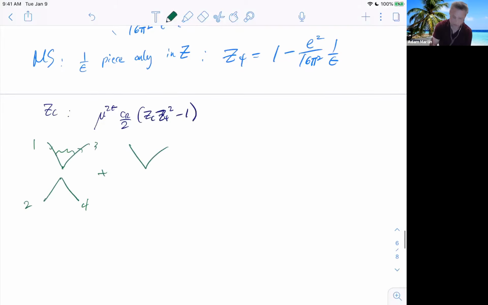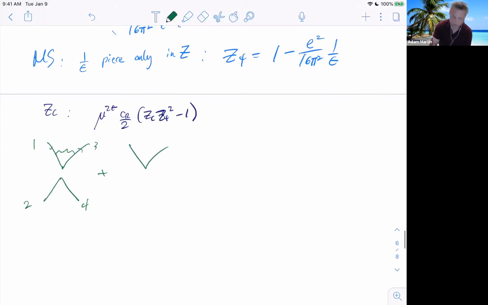Fortunately, somebody's already done it. So if you want to see an example, go look up some review on B to S gamma, and you'll see all of this stuff. In SMEFT, there's a huge number of operators, so I will illustrate that it has been done.